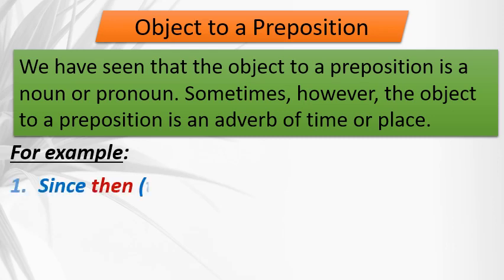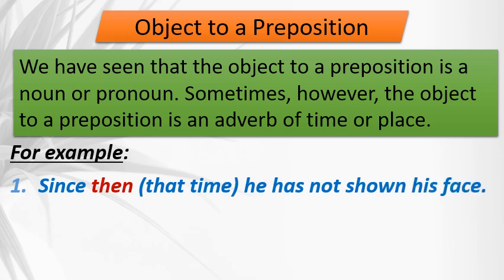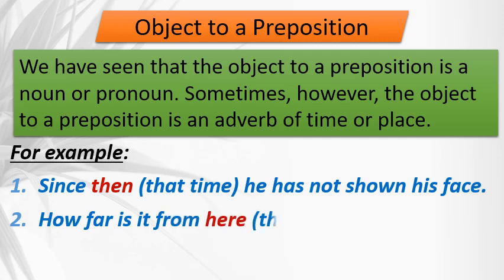Number 1. Since then he has not shown his face. Then means that time. So as you can see, the word then works as an adverb of time in the sentence and also an object to the preposition since. Number 2. How far is it from here? Here means this place. So again, the word here works as an adverb of place in the sentence and also an object to the preposition from.